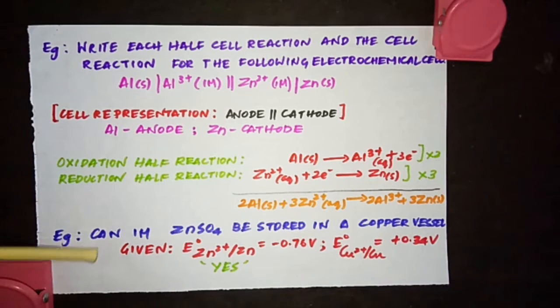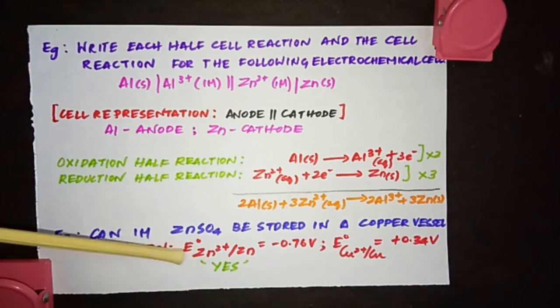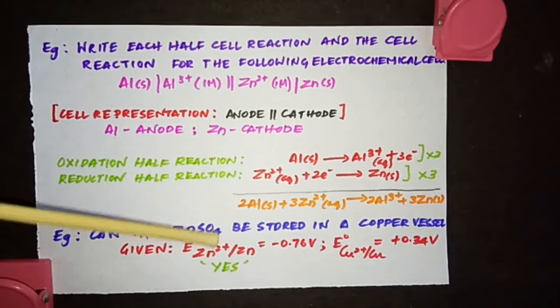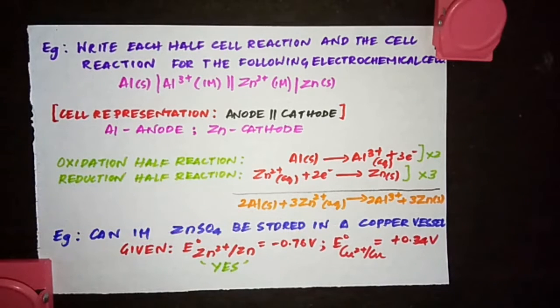And the next question: can 1 molar ZnSO4 be stored in a copper vessel? They have given you the E naught value of Zn, which means the standard reduction potential of Zn, and also the standard reduction potential of copper.